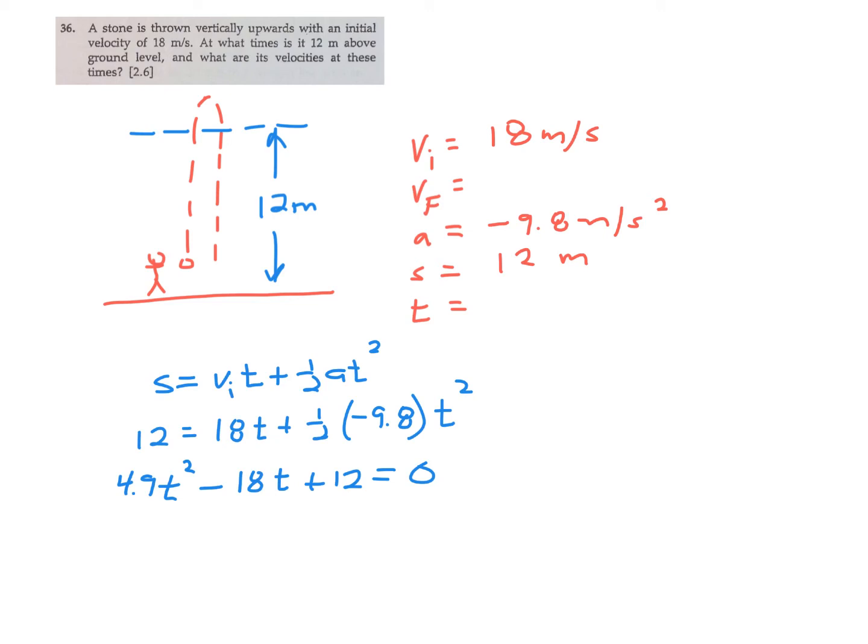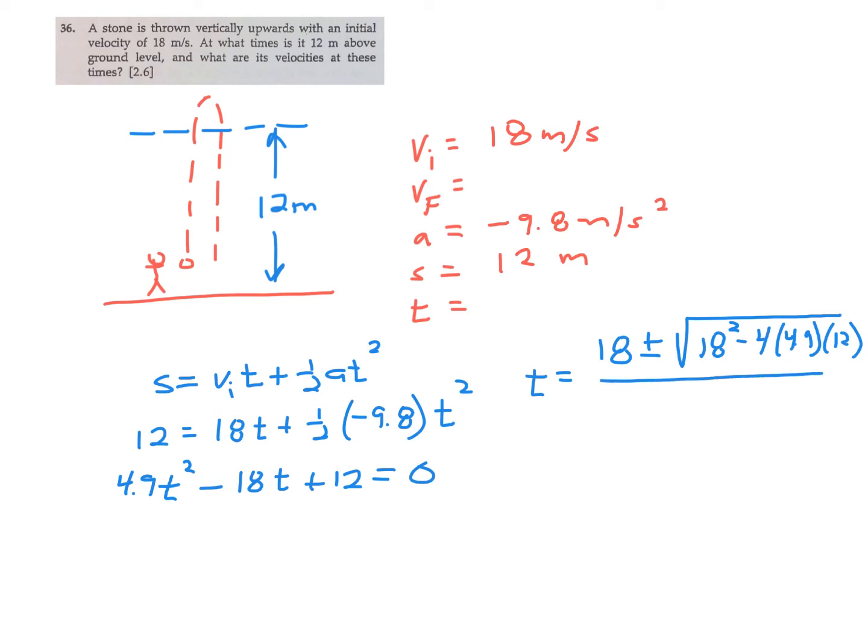That's in standard quadratic form, and just use the quadratic equation. In other words, to solve for t, you will have t equals the opposite of b, which would be 18, plus or minus the square root of b squared, which is negative 18 squared, minus 4 times a, which is 4.9, times c, which is 12, all over 2 times a, 2 times 4.9.